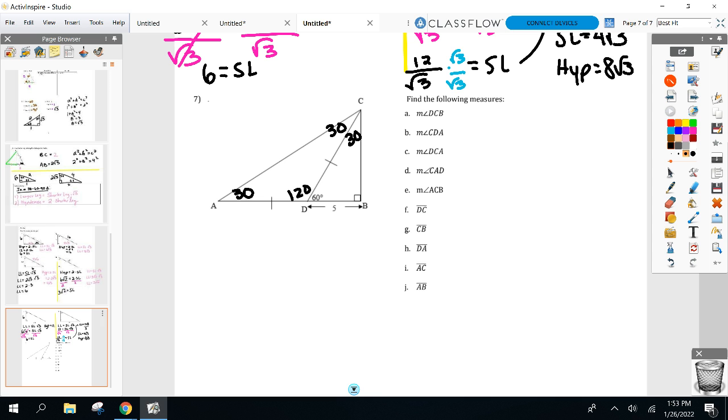Everyone's all right on finding those angles? All right, let's just fill in A through E right now because we've done it already. DCB was 30. CDA is 120. DCA 30. CAD 30. And then how about ACB? I just add up the two 30s and I got 60.